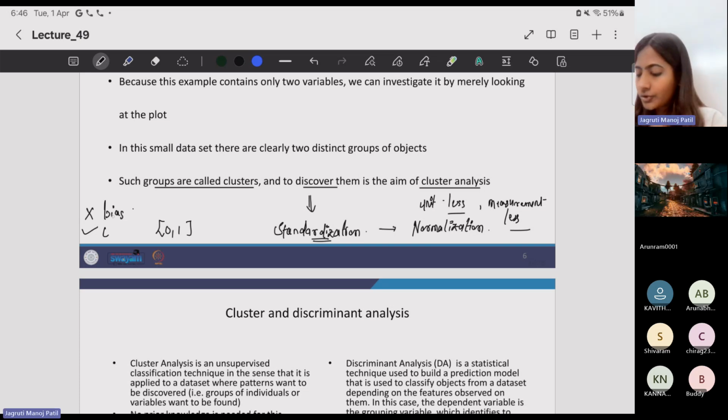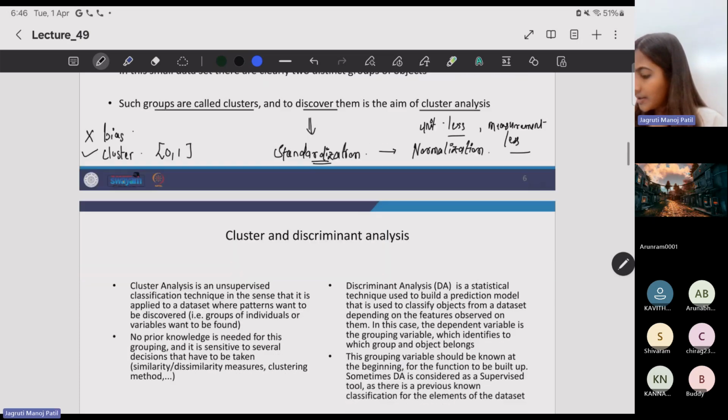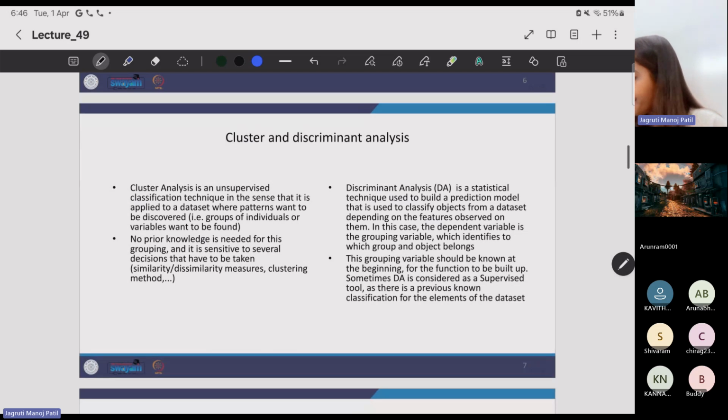Yeah. So then you would be able to do this cluster analysis then. So how did we see it here? We saw there were two different methods for the same. One was your supervised, another was your unsupervised, right? So cluster analysis is one part of this unsupervised learning.